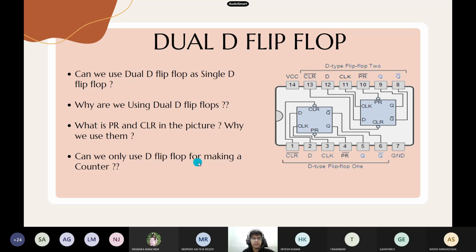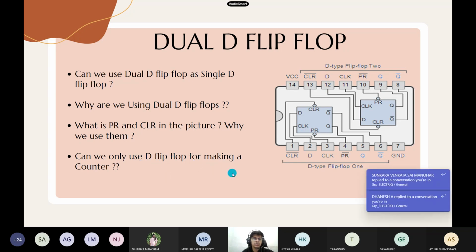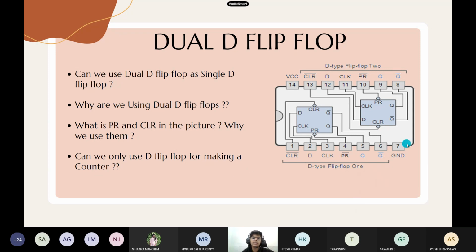Can we use only a D flip-flop for making a counter? No, we can use any other flip-flops like JK flip-flops and all, but we are using a dual D flip-flop because it's the only flip-flop that is available in Tinkercad. Okay, that was the answer to the second question also.